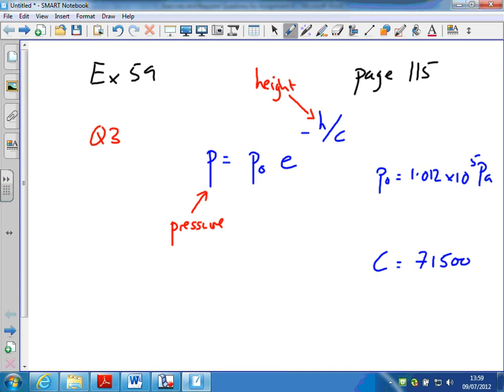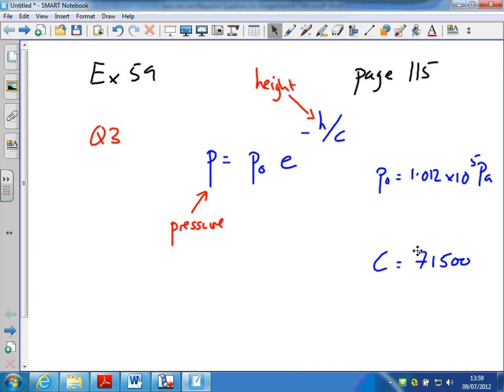And then you've got two constants. P0 will be the pressure at the start at ground level, and that's given as 1.012 times 10 to the 5 pascals. And C is a constant, which in this particular example is 71,500.